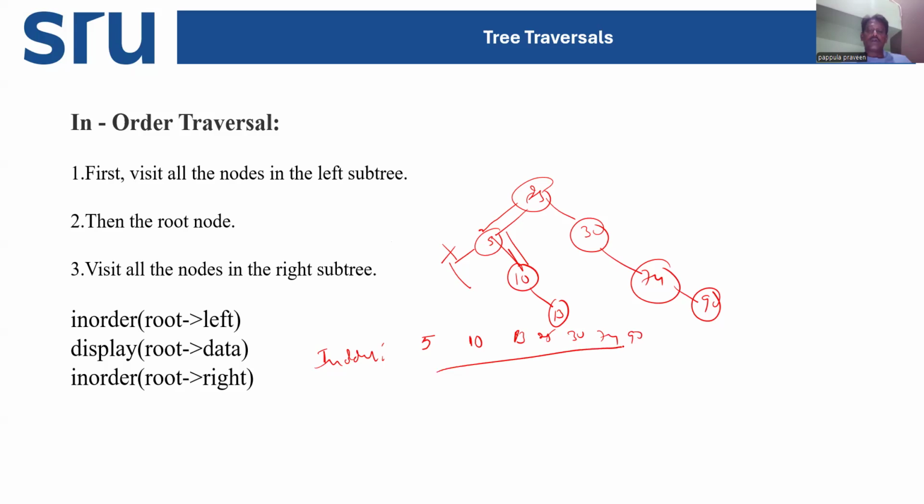Okay, this is the tree traversal by using the in order: root left, root data, and root right. Okay, it's simple. You remember one thing here: if you print the in order, always the elements are sorted. You have here 5, 10, 13, 25, 30, 74, 90. This is about the in order.